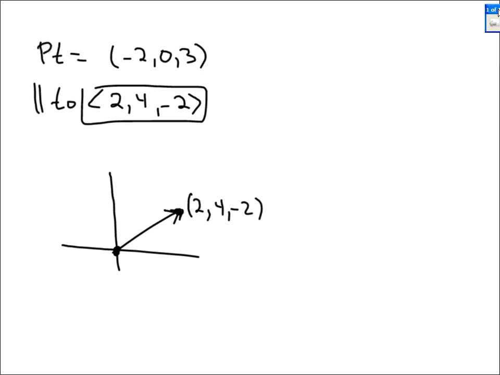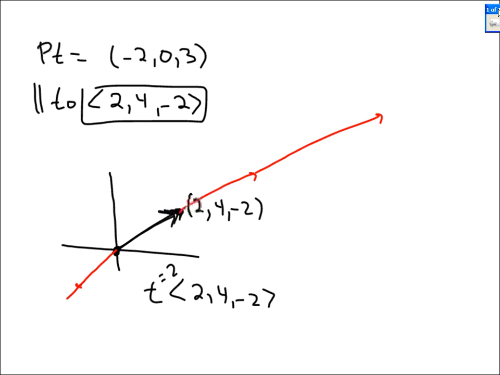Now, if I multiplied this vector 2, 4, negative 2 by some arbitrary value t, if I multiplied it by 1, I get back 2, 4, negative 2, and there's my vector. If t were 2 instead, the vector would be twice as long. If I multiplied it by negative 1, it would go in the opposite direction. If I multiplied it by 7.8, it would just be longer. If I multiply it by negative numbers, it might be longer, it might be shorter. In fact, if I let t be all values, what I do get is this line.